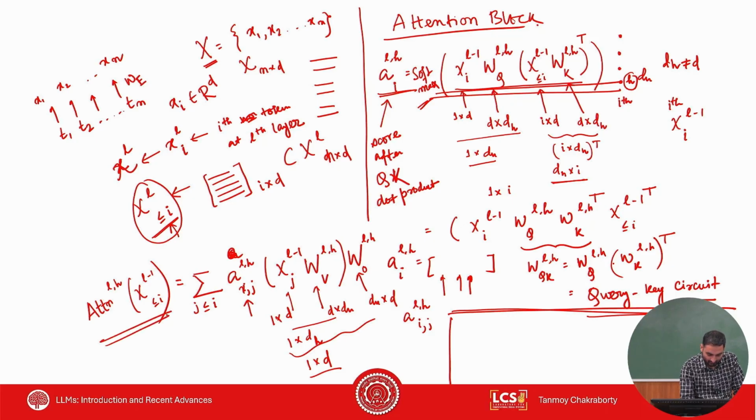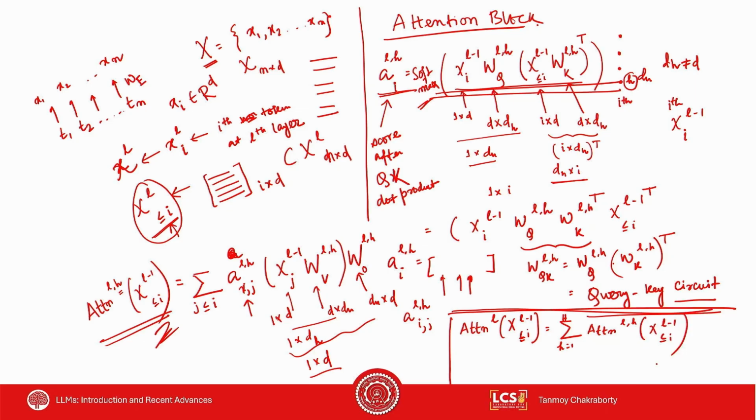Now, this is for a specific head H. So for the final attention ATTN^L at the Lth layer, the input is the same, X_j^(L-1) for j less than or equal to i. This will be simply the sum, h equals 1 to capital H, of ATTN^(L,h) applied to X^(L-1), clear? This will produce a vector of size D.